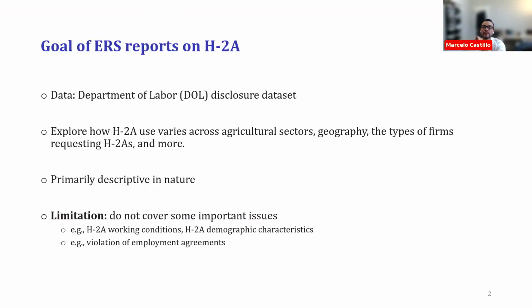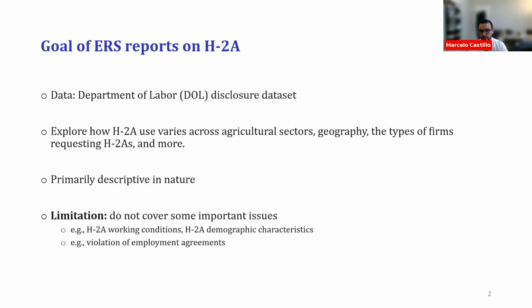Okay, so the primary goal of our reports on H-2A is to provide as much descriptive information about the program as possible using the best data at our disposal. So to be more specific, we first combine and clean all public data on H-2A job applications that are published by the Department of Labor. We then use that data to document how H-2A use varies across agricultural sectors, geography, the types of firms requesting H-2As, and we do a lot more.